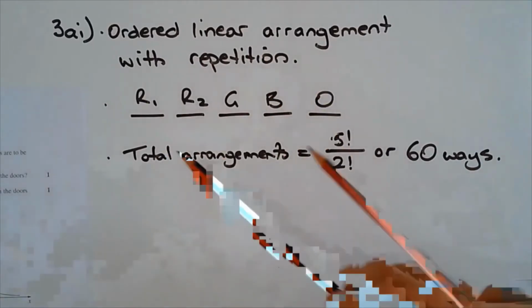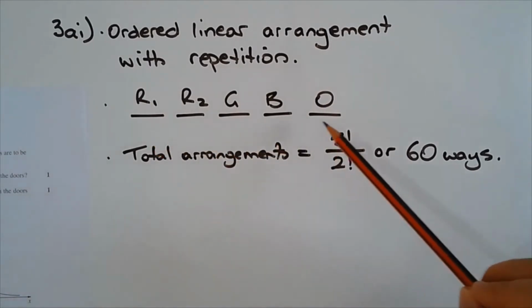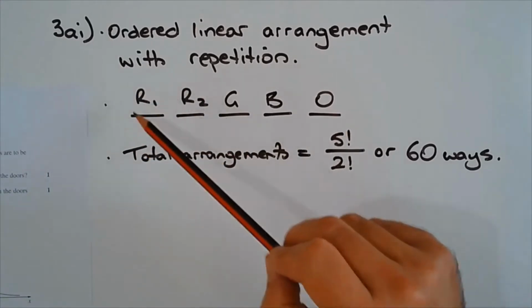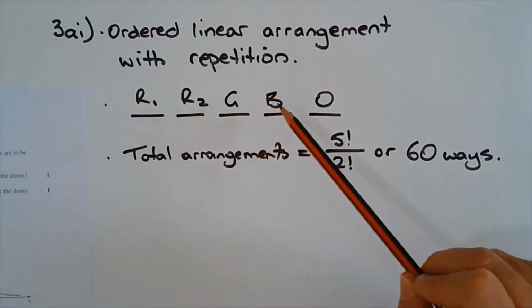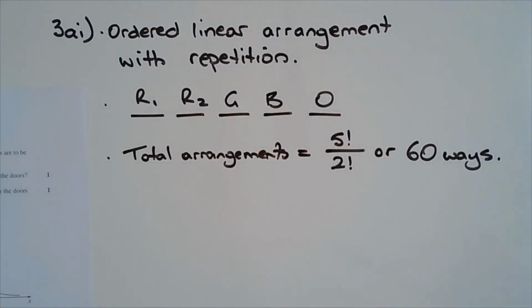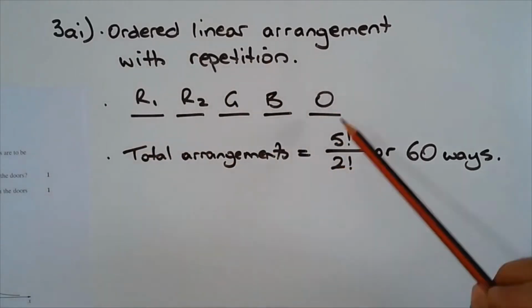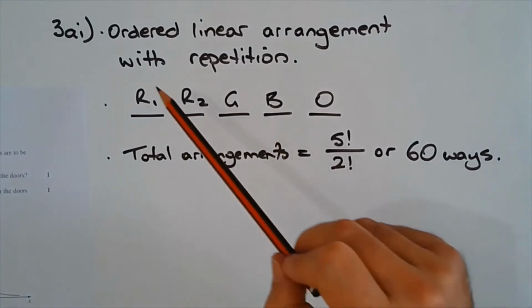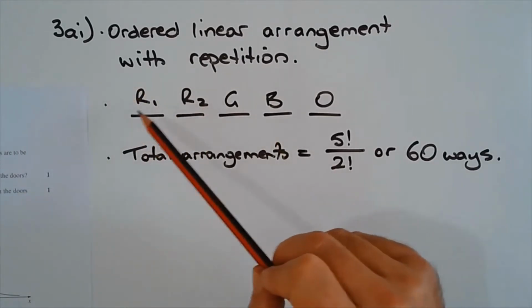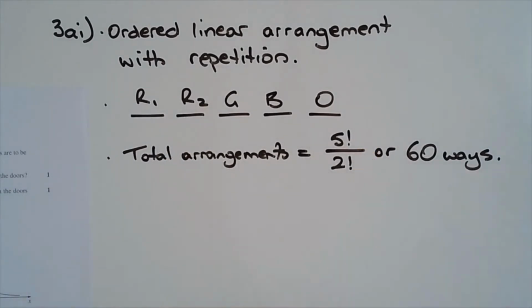Here is a dash diagram that may represent the situation. So the 5 garage doors are represented by the 5 dashes, and we have 2 garage doors that are red, so that's the repetition. So we have red 1, red 2, green, blue, and orange. Now the total number of arrangements is equal to 5 factorial, which is the number of ways that these 5 garage doors can be arranged among themselves, divided by 2 factorial, which takes into account the repetition of the 2 red doors. And that equals 5 factorial over 2 factorial, or 60 ways that these garage doors may be arranged.